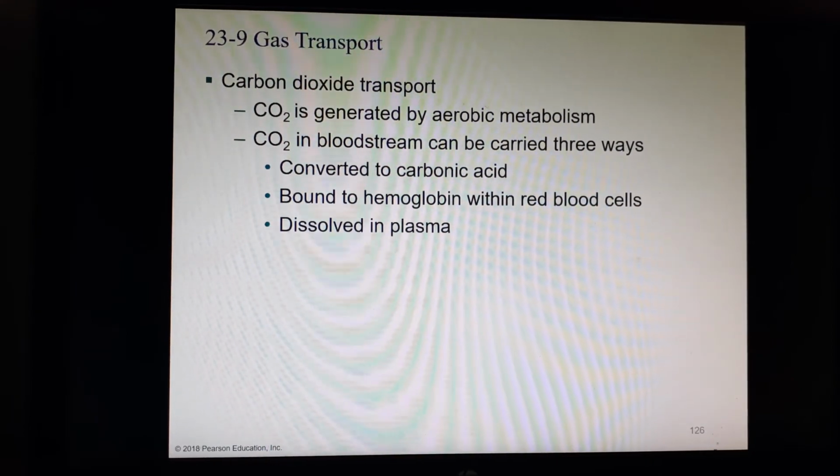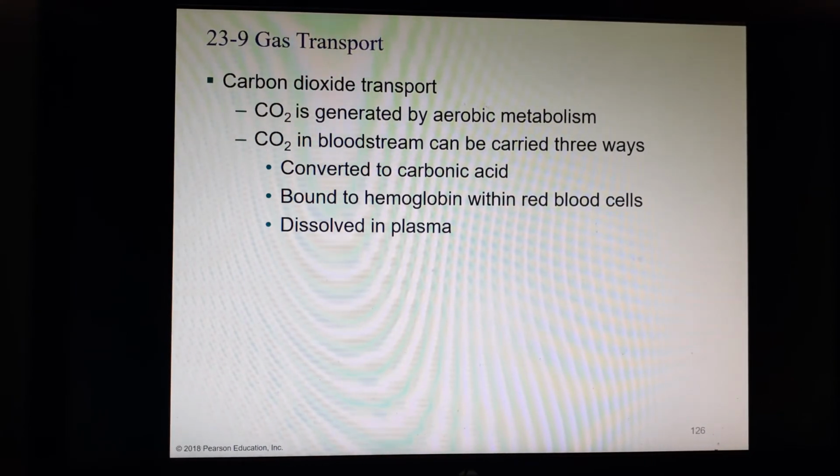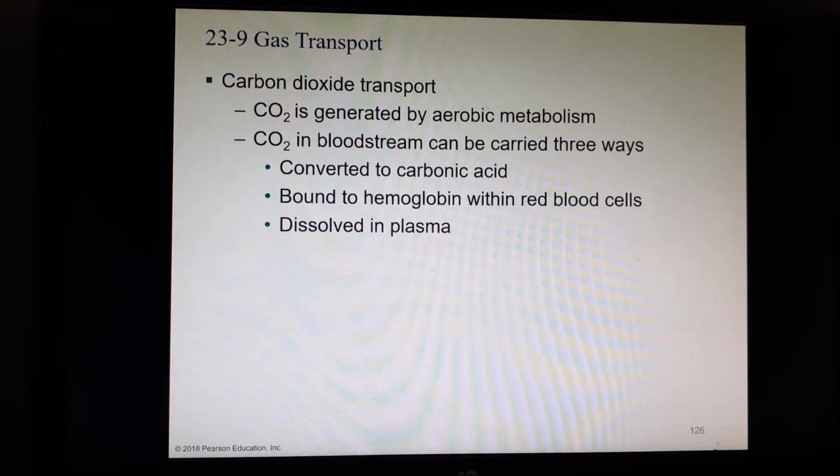Okay. What about carbon dioxide transport? We just said the cells are producing CO2 during their aerobic respiration, and it's bad, it's toxic. And so we need to get it away from the cells and take it through the bloodstream. And it can be carried in the bloodstream 3 ways, as opposed to oxygen, which really only has 2 ways. It can be converted to carbonic acid. It can bind to hemoglobin and create carbaminohemoglobin. Or it can be dissolved in the liquid part of the blood, the plasma.